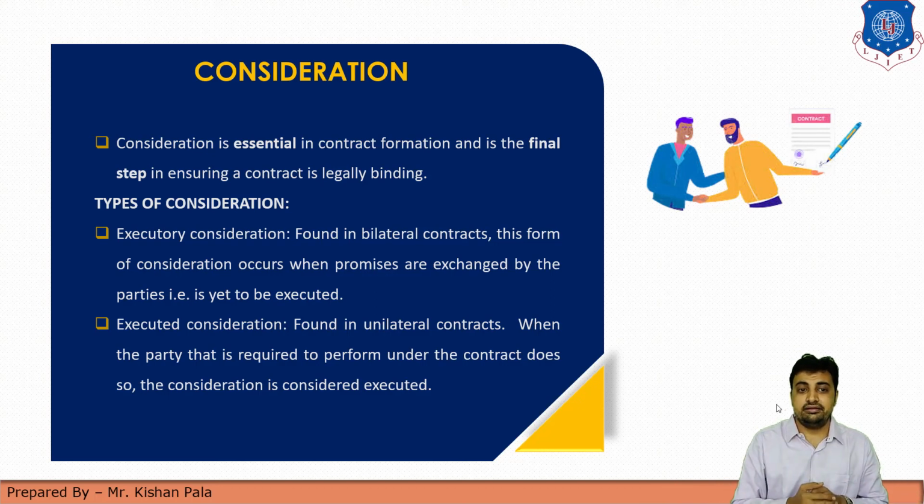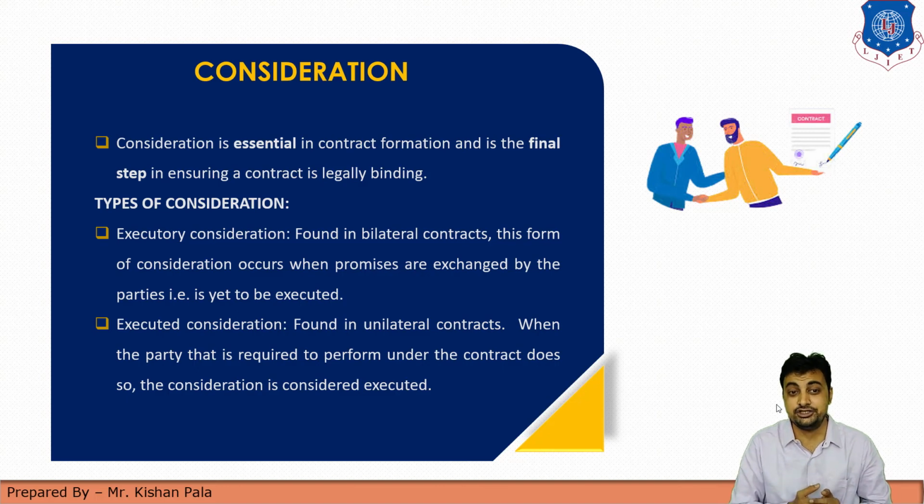And if we talk about the types of consideration, we can say the executory consideration, and the second one is the executed consideration. What about the executory consideration? It is found in bilateral contracts. It means both parties, not just one party, both client and contractor. This form of consideration occurs when the promises are exchanged by the parties yet to be executed.